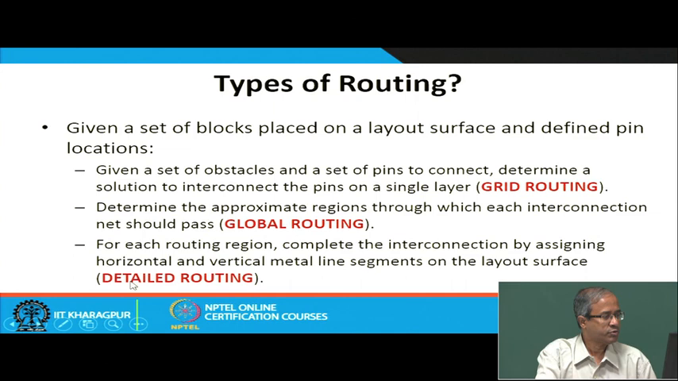Global routing and detailed routing go hand in hand. Global routing is for the more complex problem in the chip where there are many modules or blocks, and a lot of sets of pins to interconnect. For each of the interconnection nets, we try to determine the approximate sequence of regions through which the nets should pass. Once this process is completed, for each of the regions, we have the complete specification of the interconnection or wiring requirements. Now in this step of detailed routing, we actually assign exact horizontal and vertical metal segments in those routing regions so as to complete the interconnections.